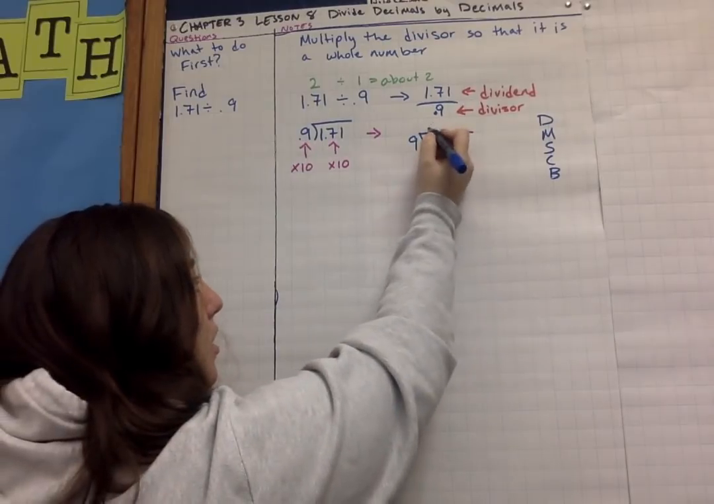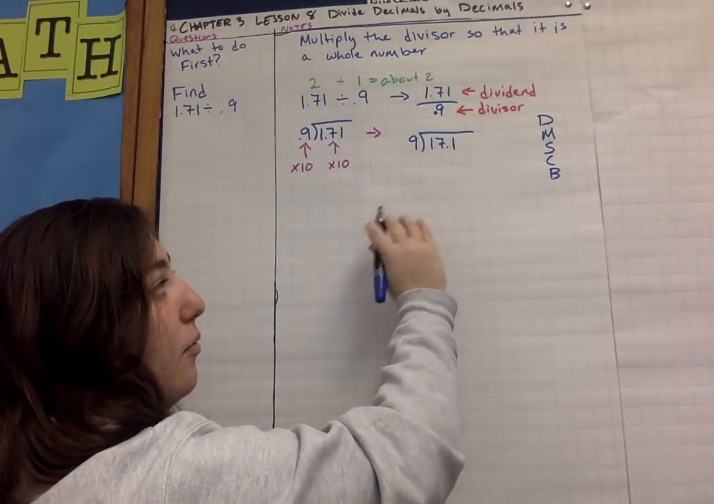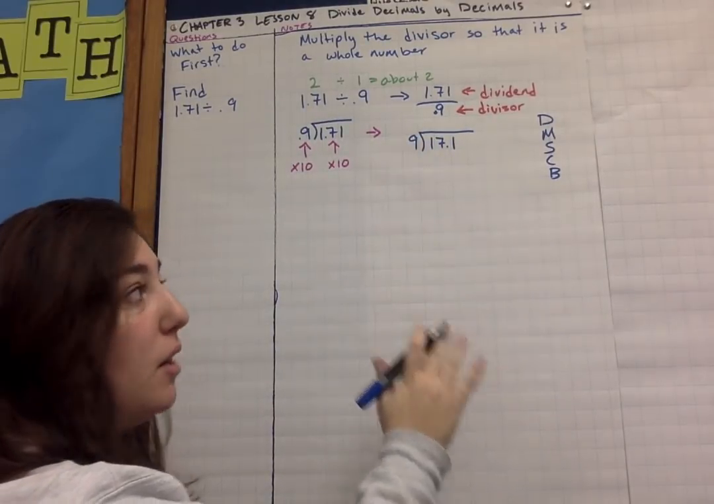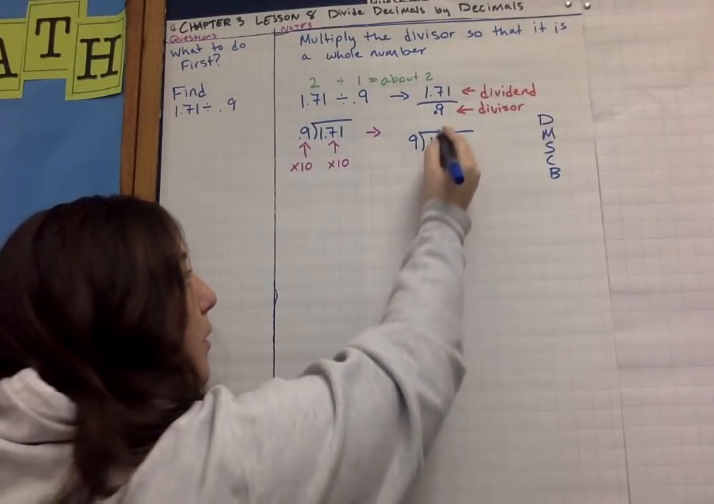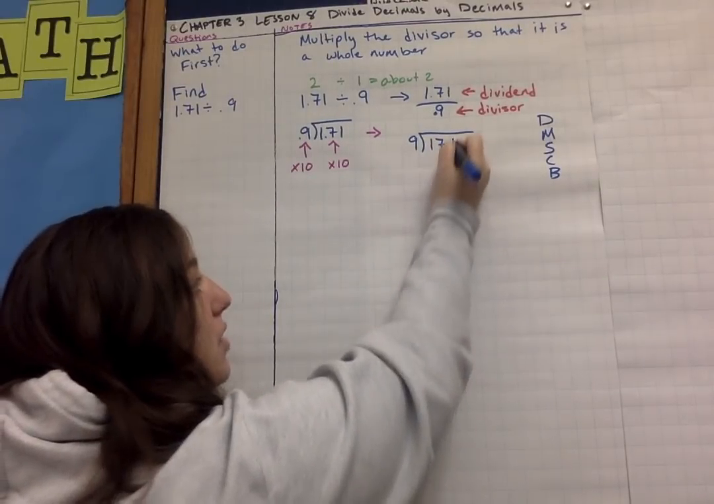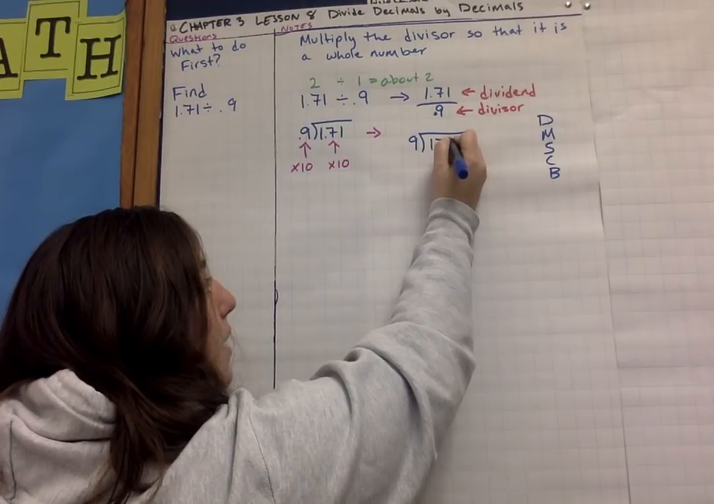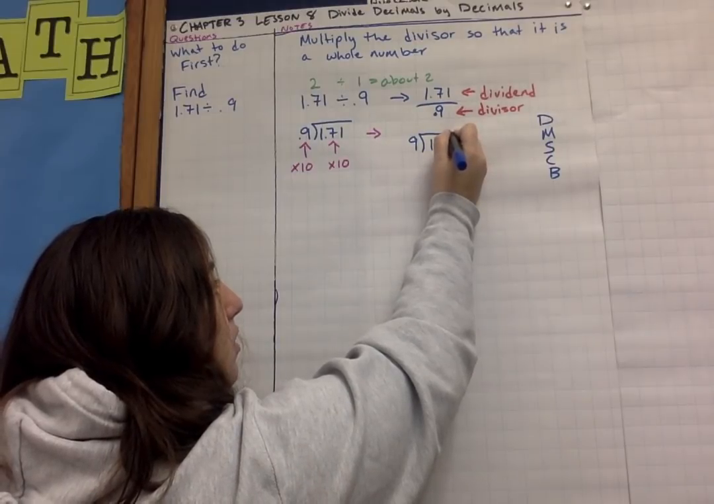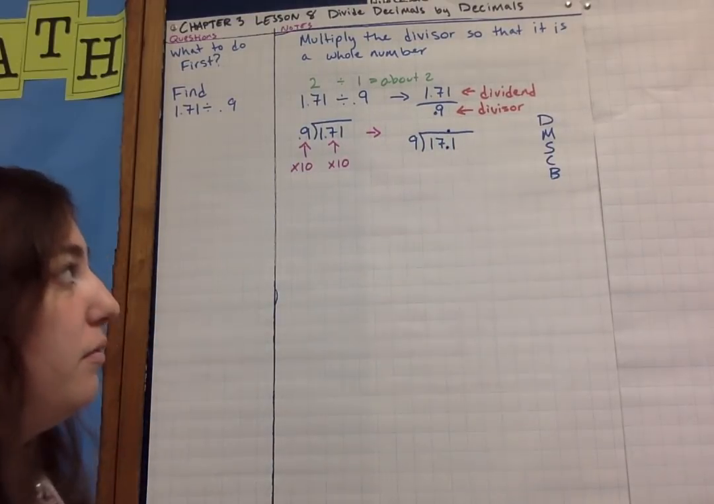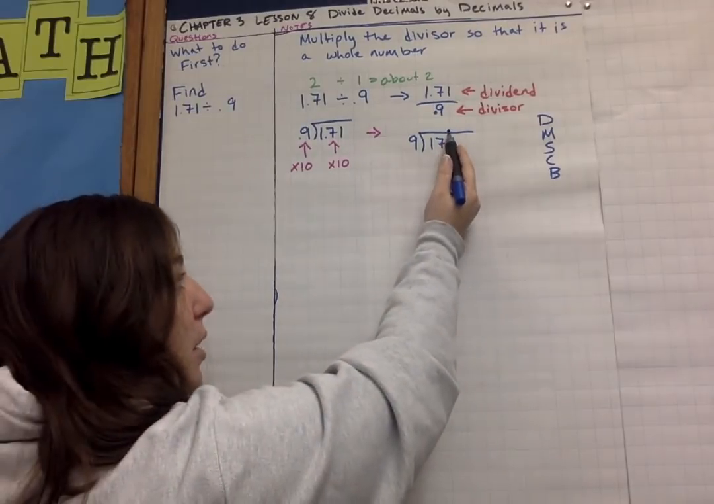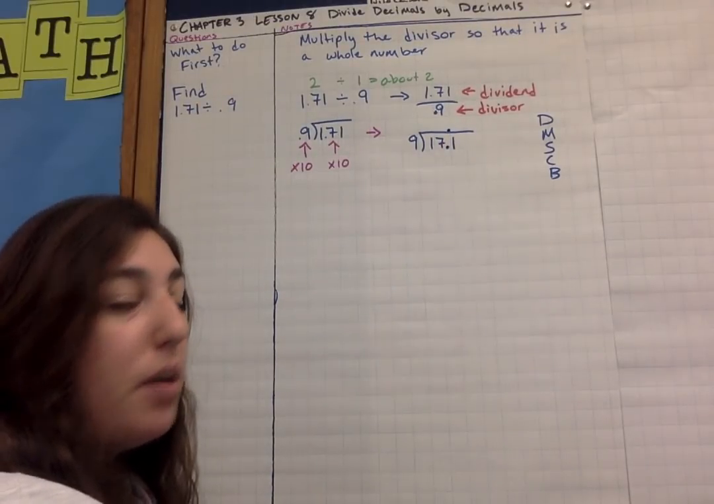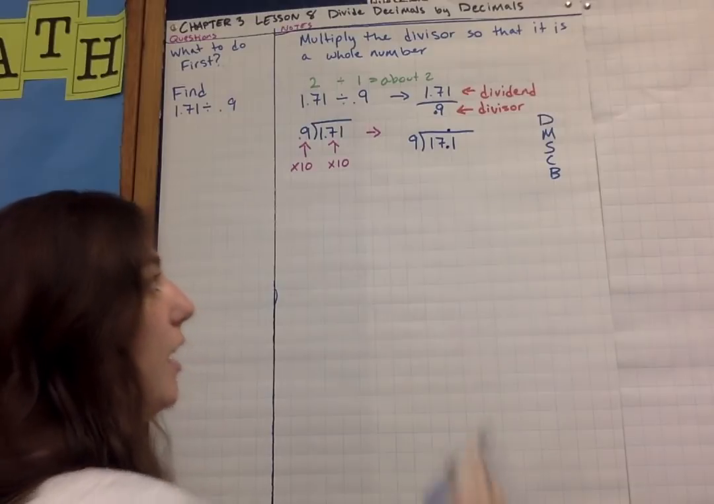9 goes into 1, 0 times. And, sorry, before we do anything, we also need to place our decimal point. Okay, so here's our decimal point. So I'm going to put it right above in the same spot in my quotient. Okay, so my decimal point is going to go there. So do that on your paper. Make sure to do that before we do anything else.